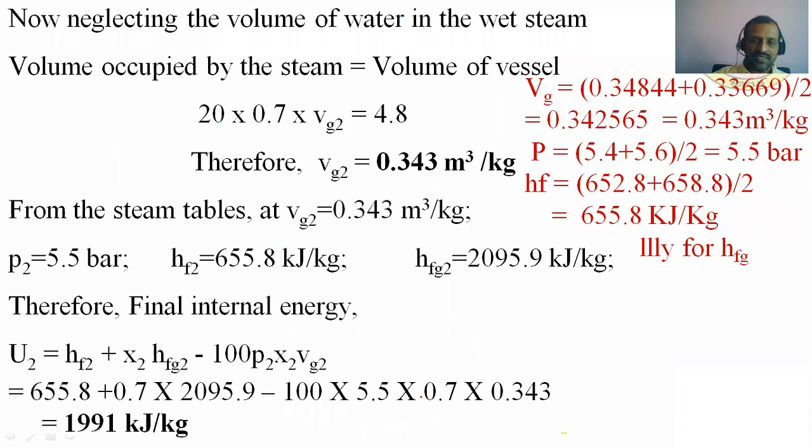So the next one is now neglecting the volume of water in the wet steam. So neglect the volume of the water in the wet steam now. So when you neglect this, then what is the volume occupied by the steam? That is equivalent to the volume of the vessel.